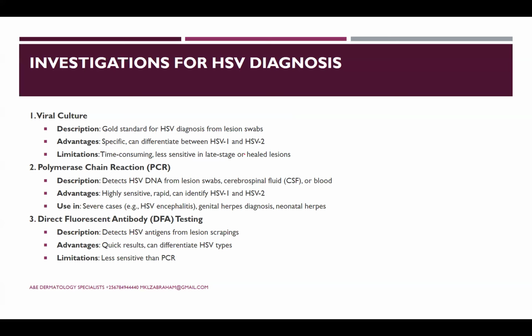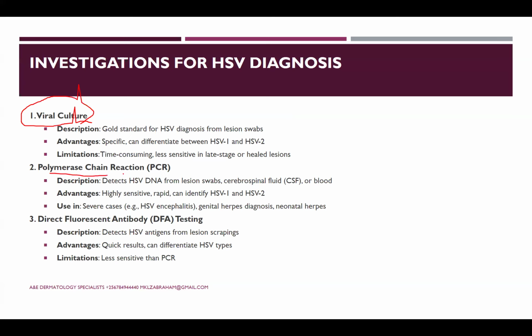So if you're better placed, you can do viral cultures where you can actually isolate the virus and then culture them in stem cells, and then you can actually confirm that this is Herpes Simplex virus 1. So that would be the gold standard. But this is usually time consuming and less sensitive, especially in late stages. Recovering these viruses may be a little bit tricky.